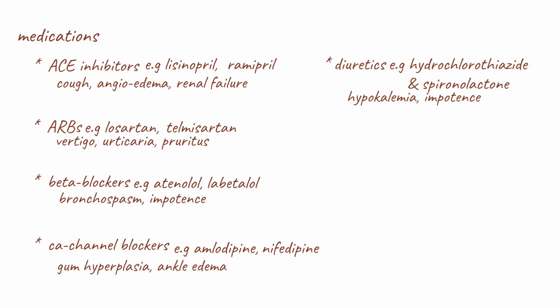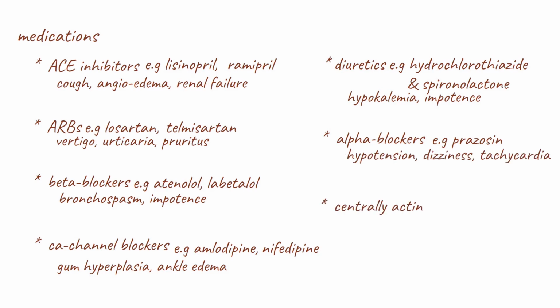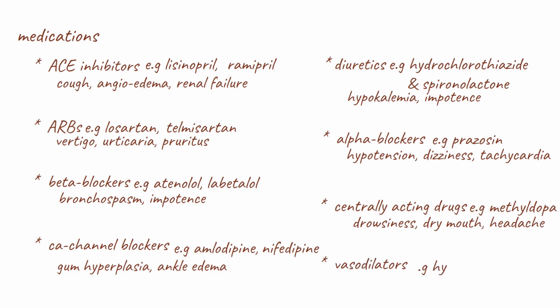Other drugs that could be used in the treatment of hypertension include alpha-adrenergic receptor blockers such as prazosin. This drug reduces the arteries' resistance, relaxing the smooth muscle tone of the vascular walls. Side effects include hypotension, dizziness, and tachycardia. Centrally acting drugs such as methyldopa reduce blood pressure by decreasing the activity of the sympathetic portion of the autonomic nervous system. Side effects include dizziness, dry mouth, and headache. Vasodilators such as hydralazine and minoxidil. Side effects of hydralazine include headaches and palpitations, while minoxidil causes excessive hair growth.